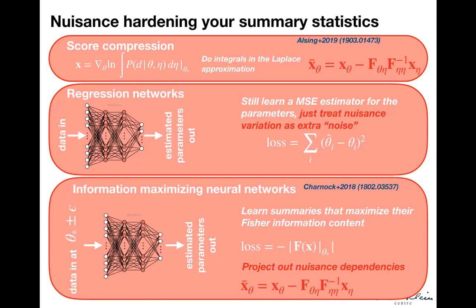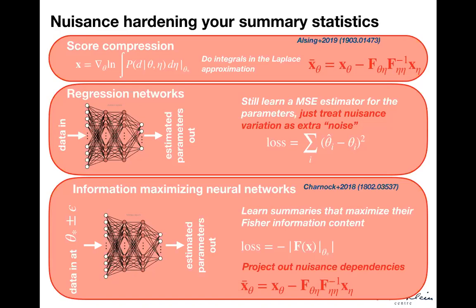We can answer this question in the context of these three compression methods. For the score compression, you can do the same thing: take the score of your surrogate log likelihood model, but having marginalized out your nuisance parameters beforehand. It turns out that this is equivalent to taking your original summary statistics using the score and using the Fisher matrix to project out the correlations between the parameters and the nuisance parameters.